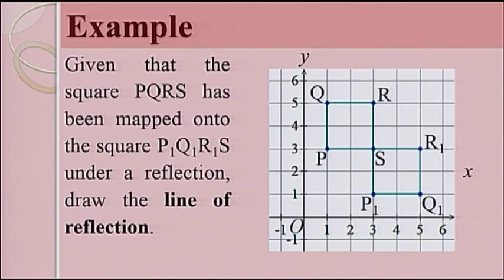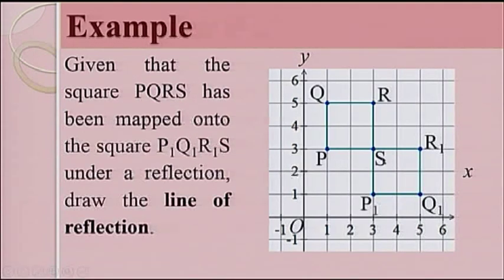One more example. Now look at this one. You are given the square PQRS, right? It is said that this square has been mapped onto P1, Q1, R1, and S. So what happened now? You see that S? Okay, it has not moved, right? So if it has not moved, what does it mean? It means that the point S lies on the line of reflection.